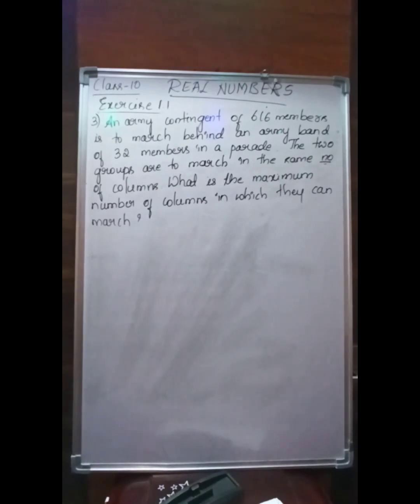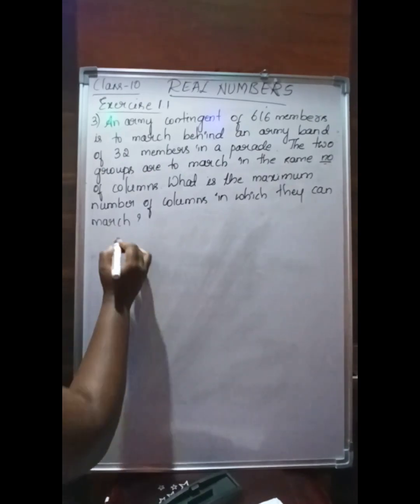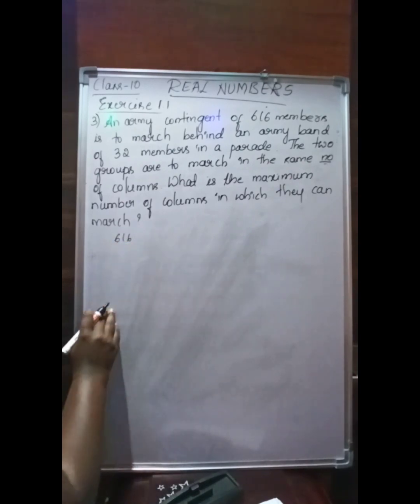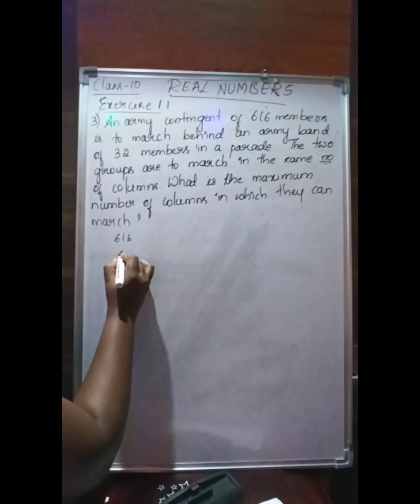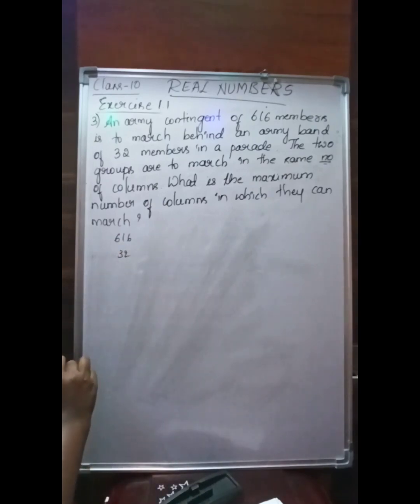Third problem is, an army contingent of 616 members is to march behind an army band of 32 members in a parade. The two groups are to march in the same number of columns. What is the maximum number of columns in which they can march? So what is the question here? See, there are a total of 616 members of the army group, and they have to parade along with the 32 members.